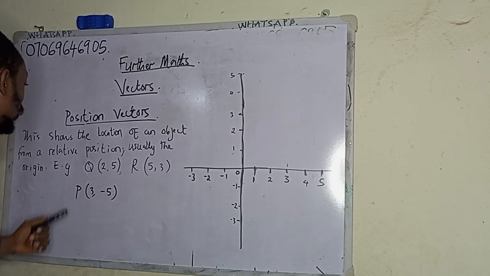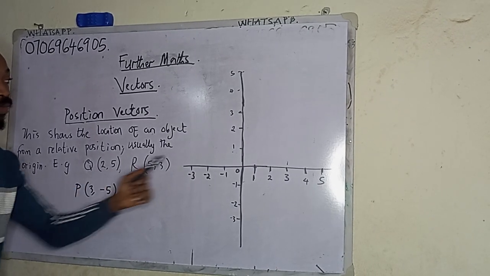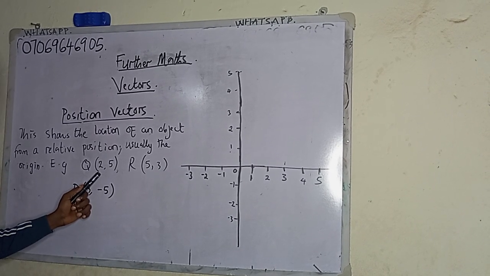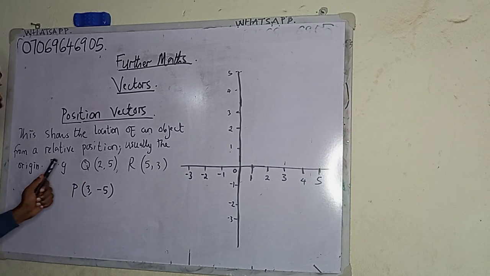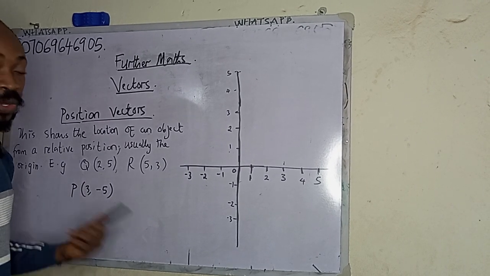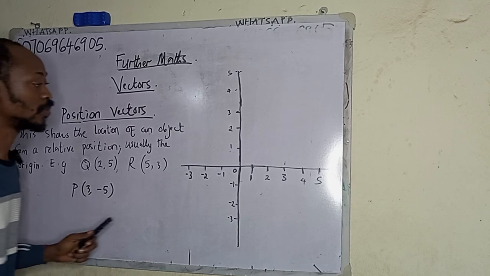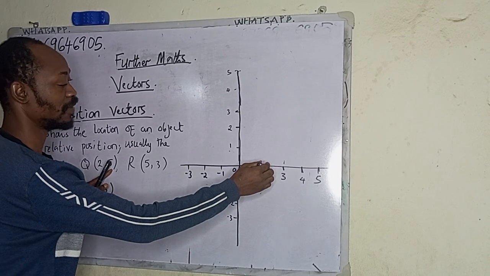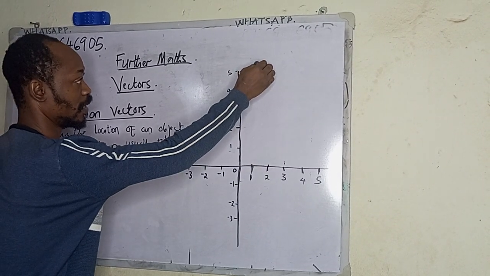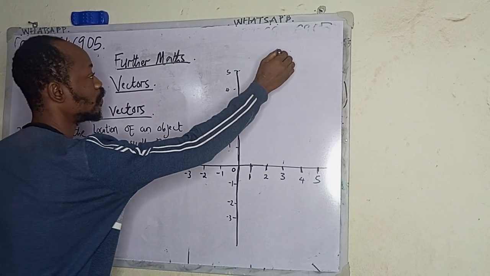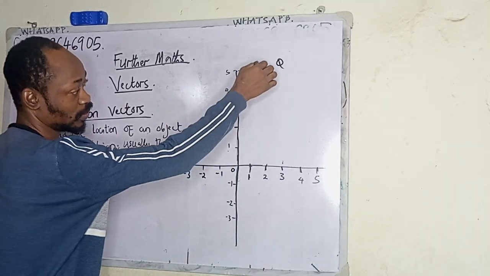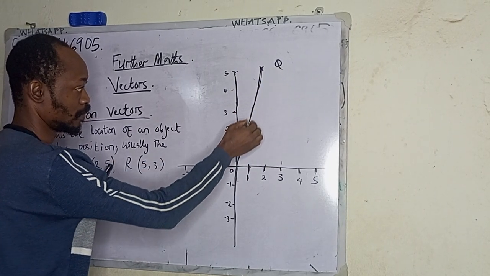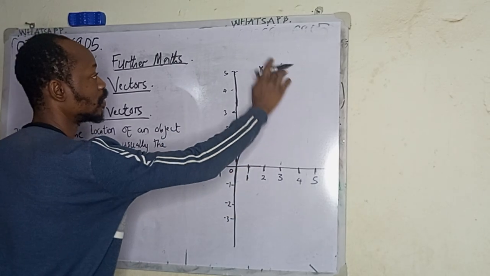So now let's locate Q on the Cartesian plane. The 2 is on the x-axis and the 5 is on the y-axis. But we must start from the origin, like we always do whenever we want to plot graphs. So let's locate Q. Q on the x-axis is 2, that's 1, 2, and then 5 on the y-axis. So this is going to be your Q. But you must start from the origin, so it's going to go like this. Sorry, I'm not using a ruler. That's your position Q.